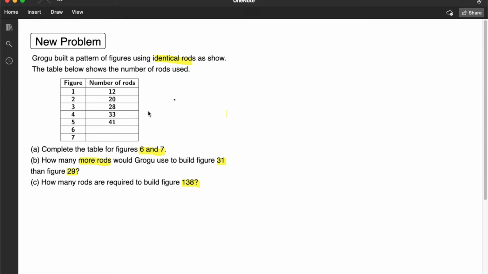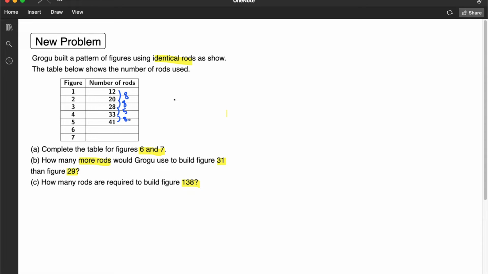So one of the first things that we can do in a problem like this is, of course, to find the difference between the number of rods. Between 1 and 2 is 8. Between 2 and 3 is also 8. 3 and 4 is 5. 4 and 5 is 8.